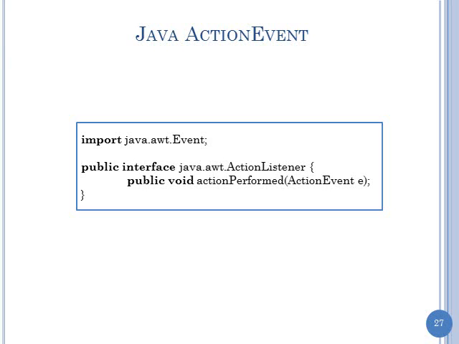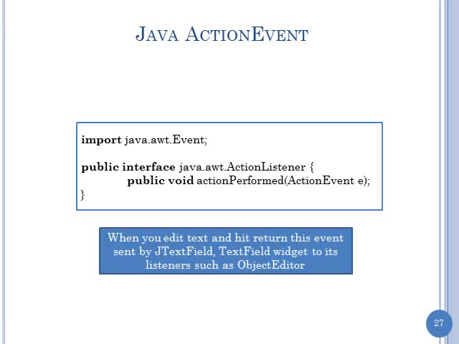So I'm just leading you towards what you see in practice in real software. So when you edit text and hit return, this event is sent by the text field widget to its listeners, such as object editor. Okay, that's how object editor is implemented. And again, with buttons, the same thing happens.